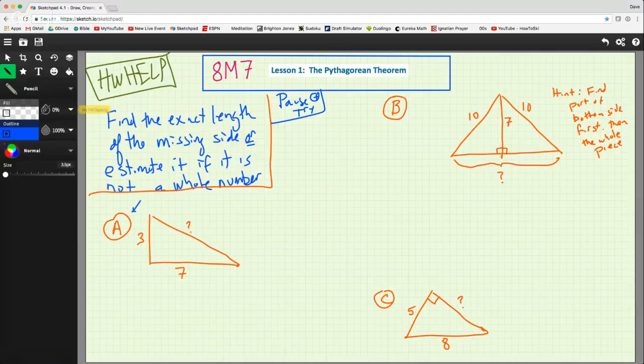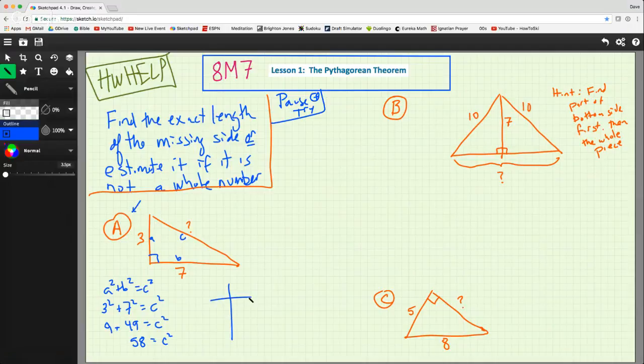Okay, I assume you're back, and so now we're going to do the Pythagorean theorem on these 3 problems. I'm going to tell you, none of these are exact. All of these are estimates. So let's do this first problem. a squared plus b squared equals c squared. Hopefully you all realize this is side c. So we have 3 squared plus 7 squared equals c squared. We have 9 plus 49 equals c squared. 58 equals c squared.